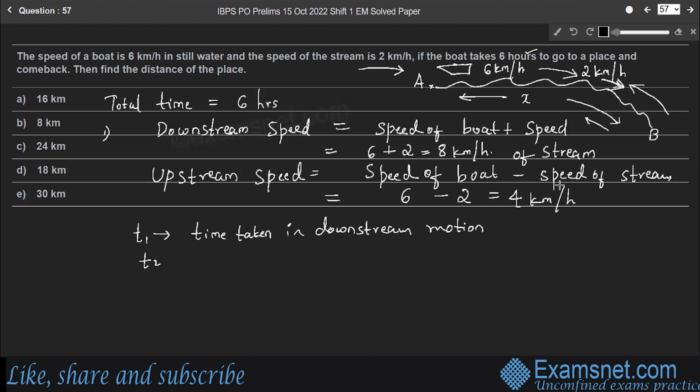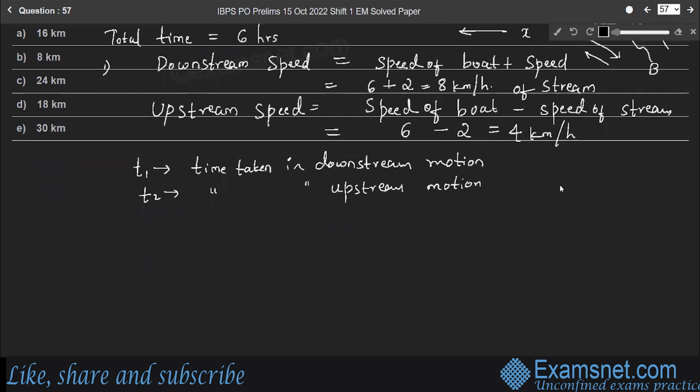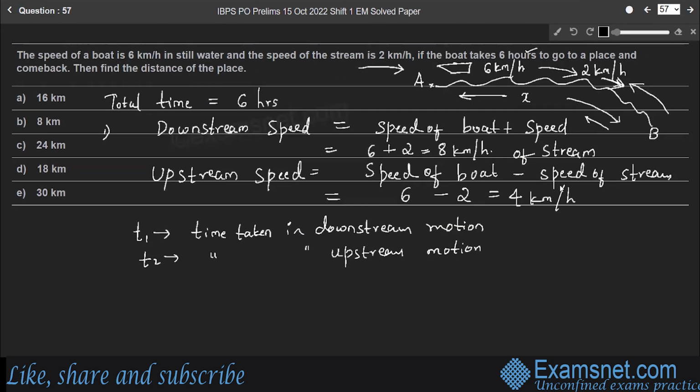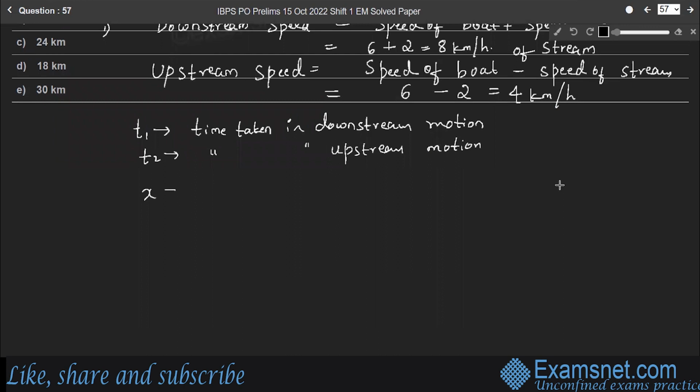And T2 be the time taken by the boat in the upstream motion. What is T1 here? T1 is the time taken by the boat in the downstream motion, in terms of speed and distance. So let us consider X as the distance, the distance between two places. So let us consider T1 in terms of speed and distance.